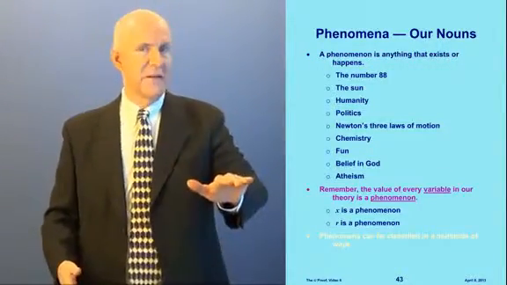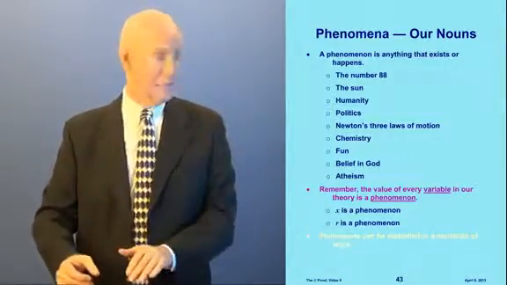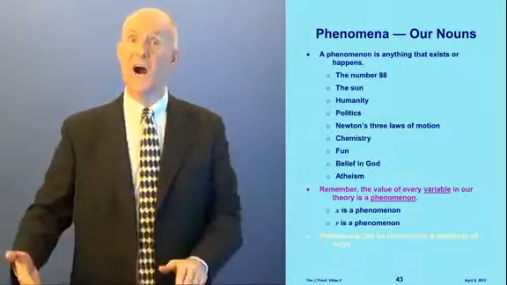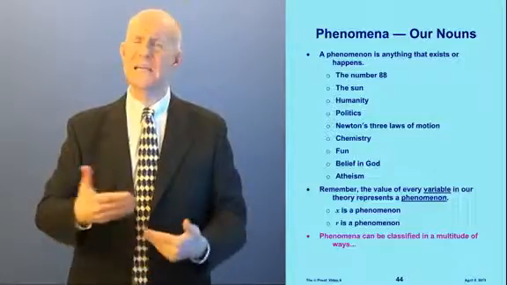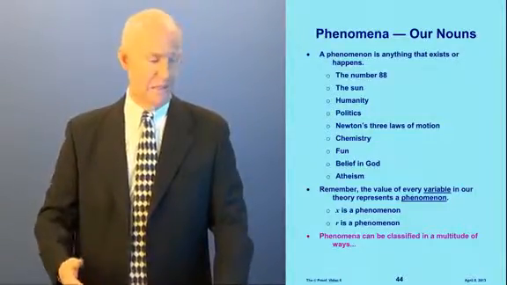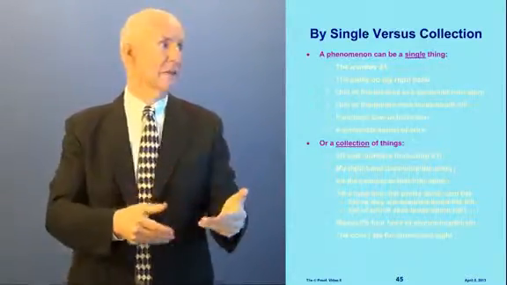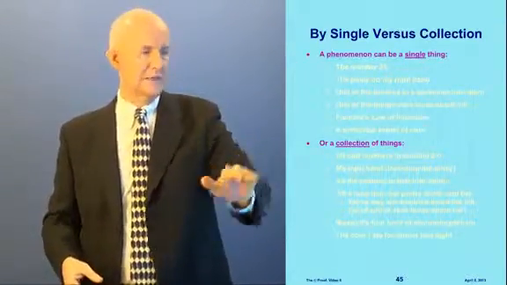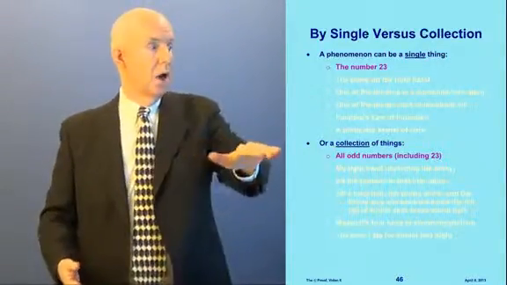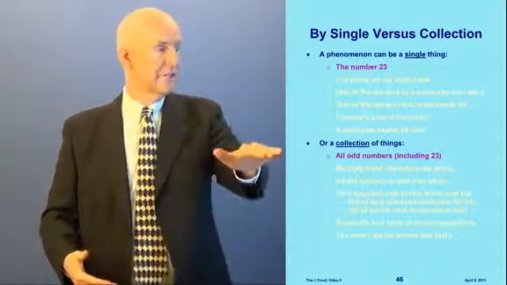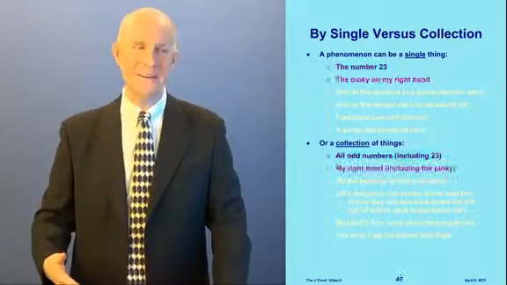Now remember that the value of every variable in our theory is a phenomenon. So little x represents a phenomenon. Little r represents a phenomenon. And phenomena can be classified in a multitude of different ways. Let's look at some of these. We can classify them by single versus collection. Okay, a single thing or a collection of things. For instance, the number 23, that's a single phenomenon. All the odd numbers, that's a collection of things, including 23. And the odd numbers are a phenomenon.